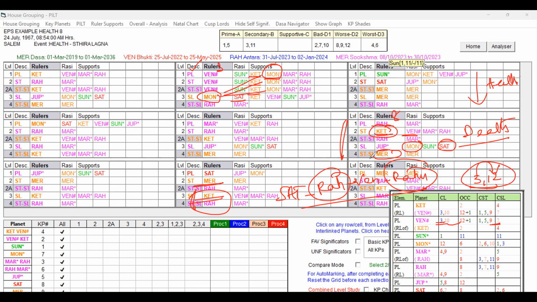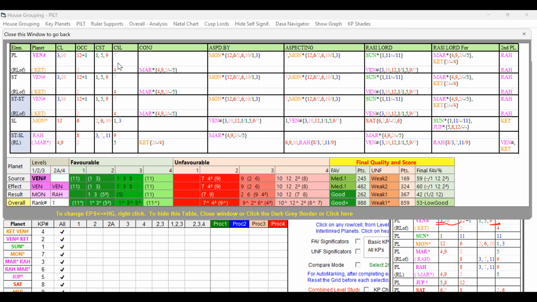So you see, such analysis is not so easy with the help of the PILT table, but you can open the EPS, the TPS table of Venus. Just double click on this, and you can see how the Venus star level and sub level Moon form a ruler link. All these things we can find with Rahu, and at all levels Rahu is present in support.